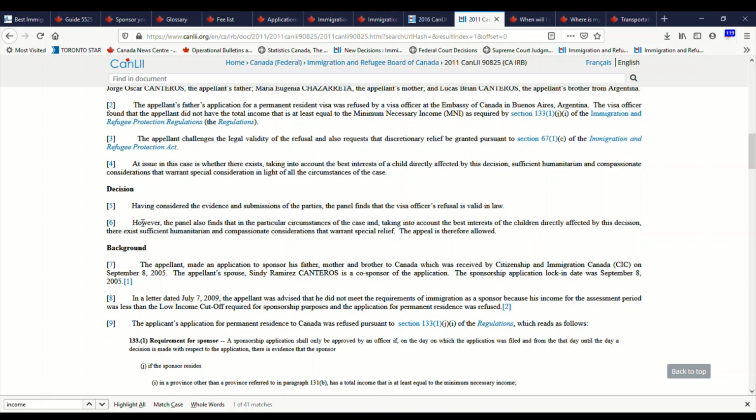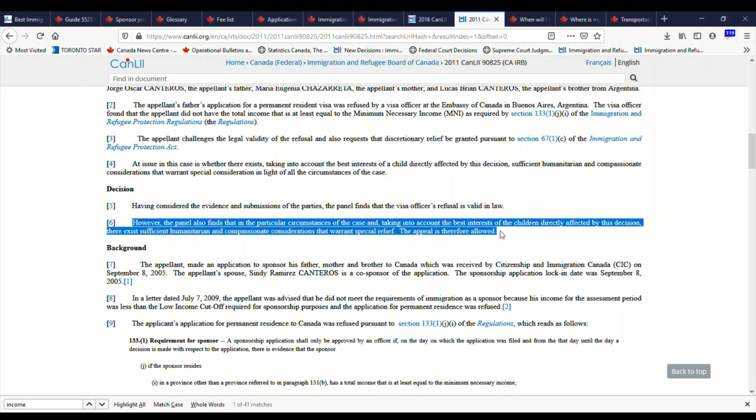The decision here is important. Paragraph 6: However, the panel also finds that in the particular circumstances of the case, and taking into account the best interests of the children directly affected by the decision, there exist sufficient humanitarian and compassionate considerations that warrant special relief, and the appeal was therefore allowed.